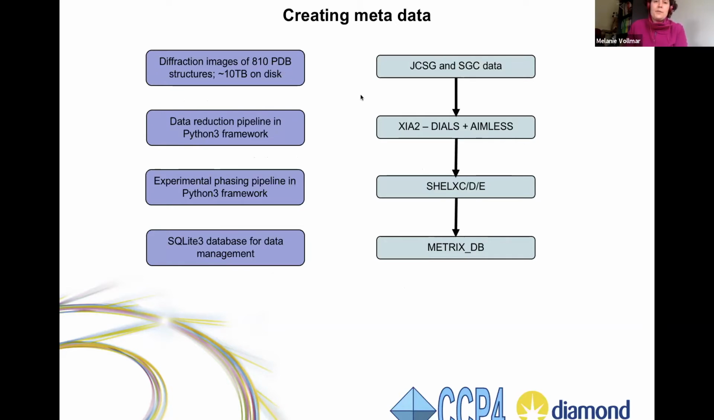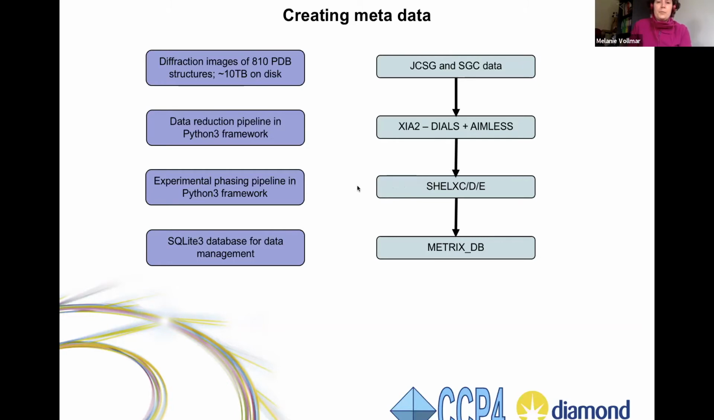The diffraction images were integrated in a pipeline system using the framework xia2 with DIALS as image integration and Aimless as scaling software, everything in a Python 3 environment. Then going on to solve the phase problem for experimental phasing, I used the SHELX C/D/E pipeline.